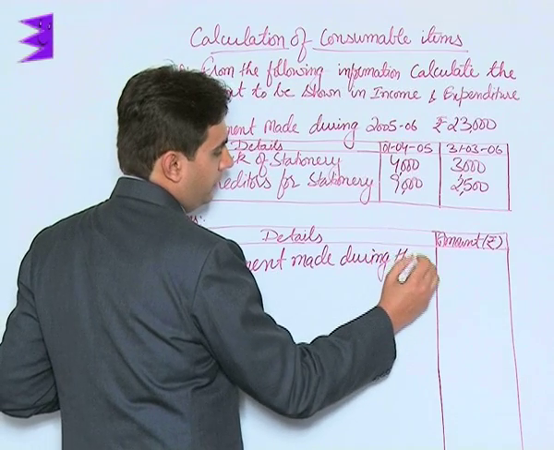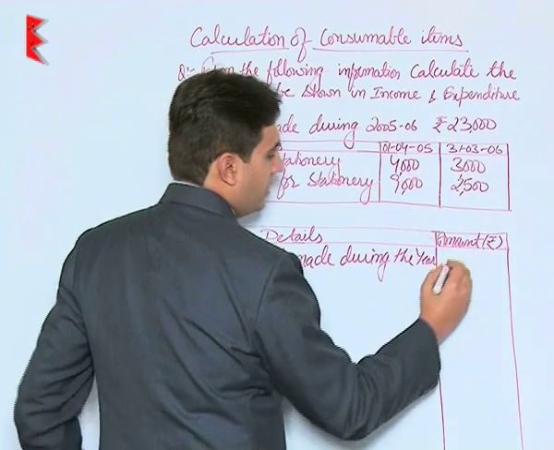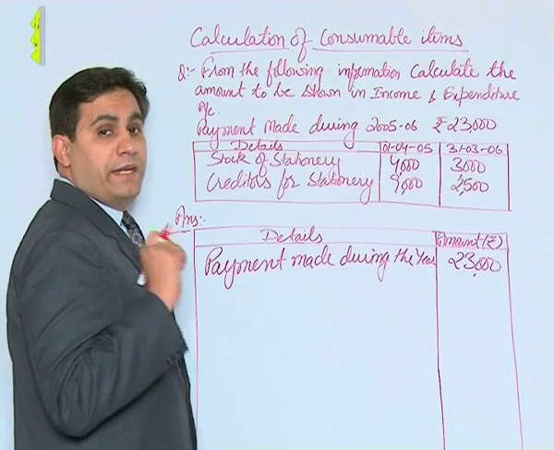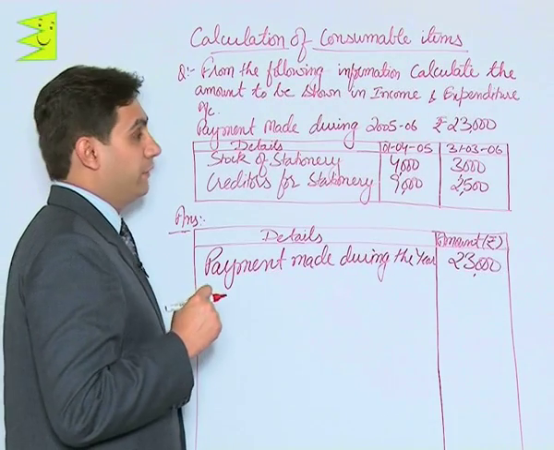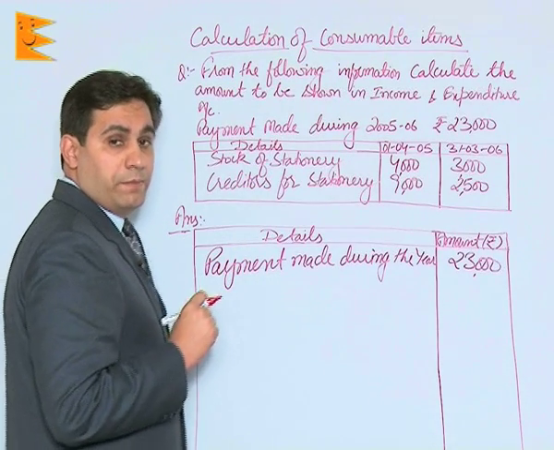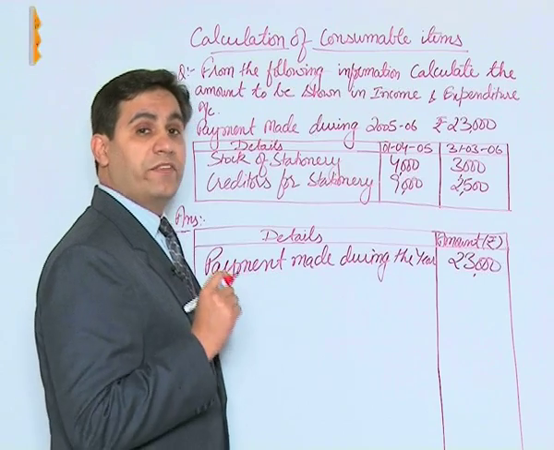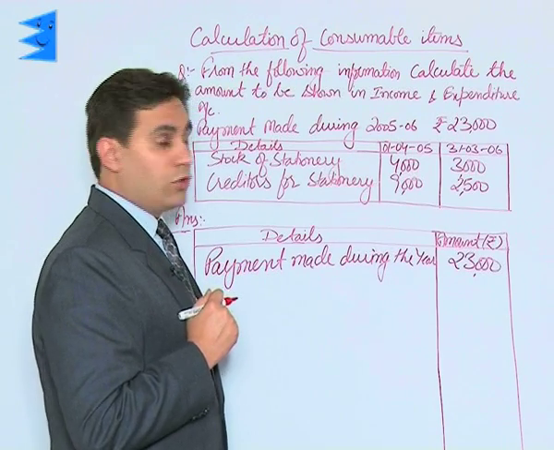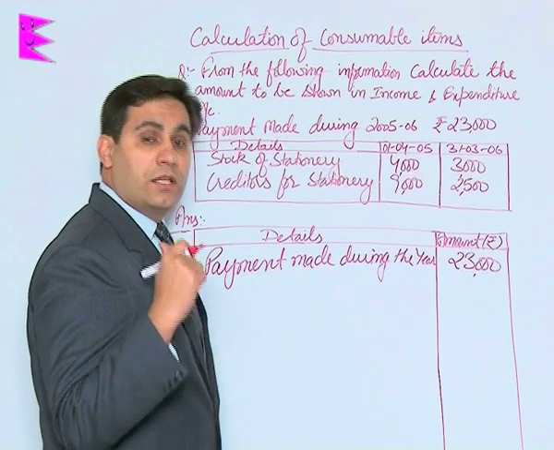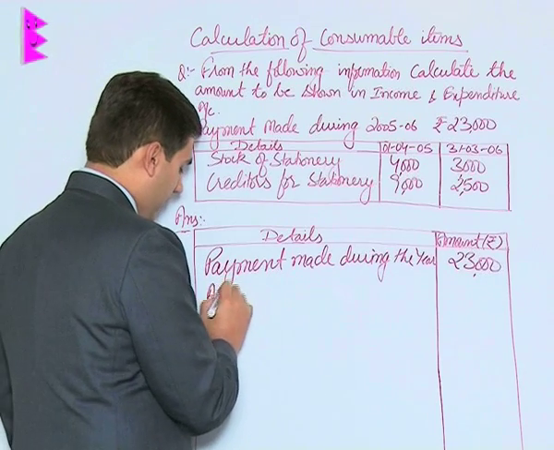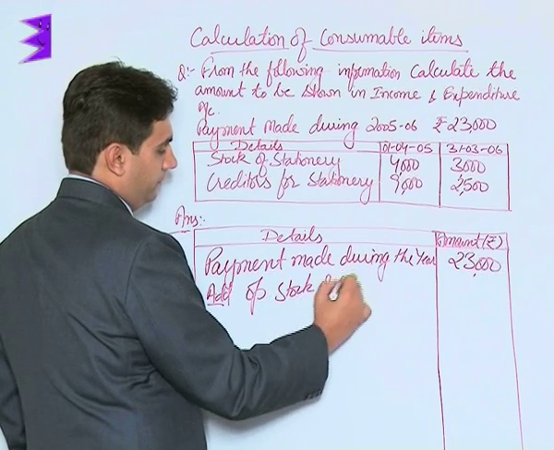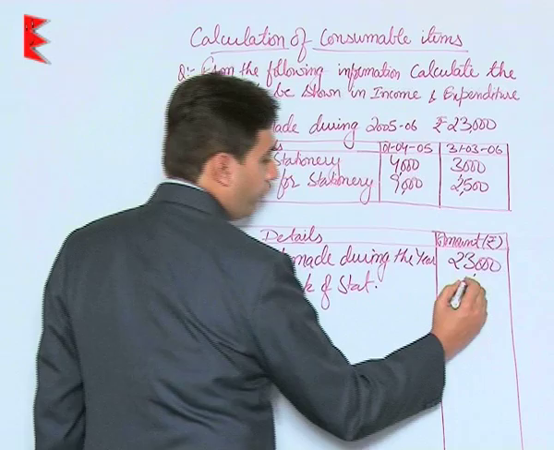During the year, which is 23,000. That means you have paid 23,000 during the year. Then we have stock of stationery in the beginning of the year. Remember, this stock is something which was left over at the end of the previous year. So obviously it was not used in the previous year. You have used it during this year. So it is an expense of this year. So add opening stock of stationery 4,000.